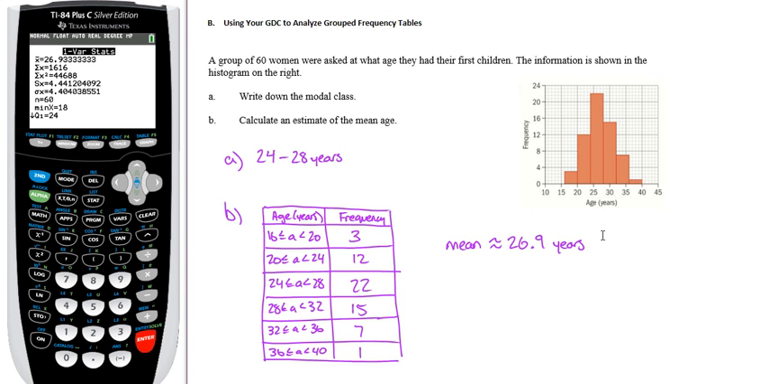So hopefully you feel comfortable finding measures of central tendency for grouped frequency tables. Those will typically just be modal class and an estimate of the mean, because you can't find a median for a grouped frequency table since we don't actually have data values. So hopefully you feel comfortable tackling the homework, and the next lesson will be on cumulative frequency curves.